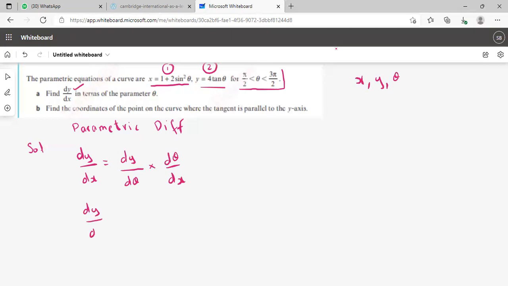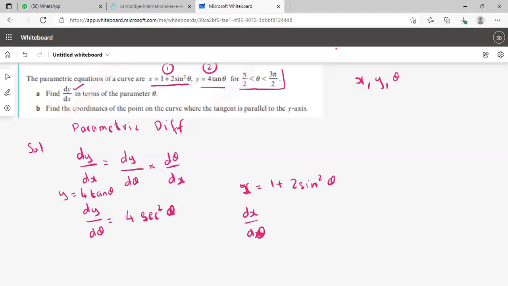So you would be able to know dy by d theta. What is y? y is 4 tan theta. So what is dy by d theta? 4 secant square theta, right? Yes. And what is x in our question? 1 plus 2 sine square theta. Very well. So that will be... just give me a second, I need to write this down. d theta by dx.